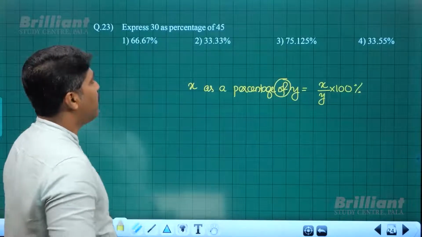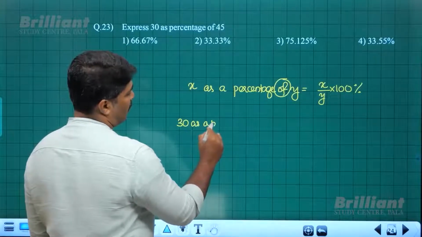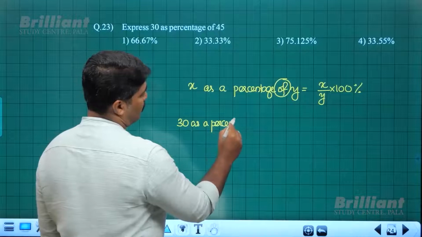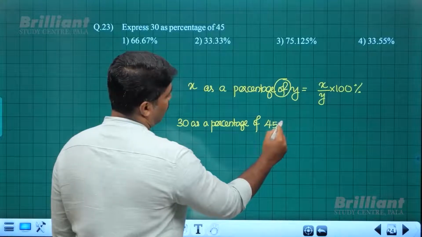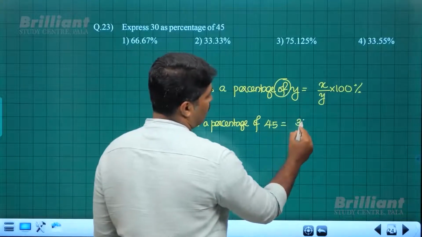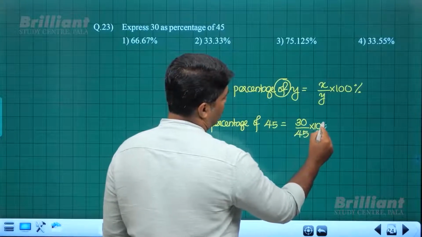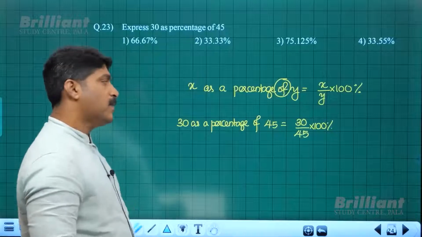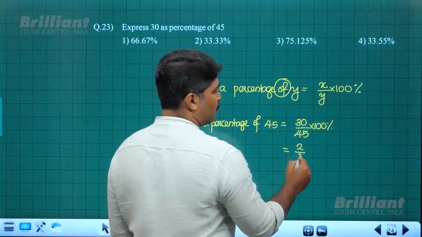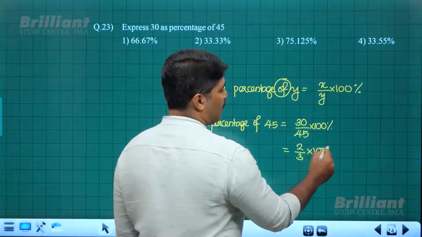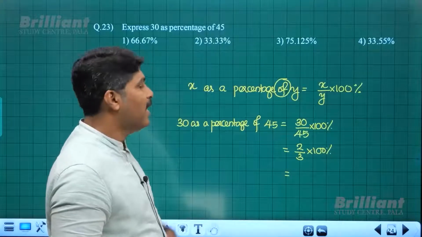So here 30 as a percentage of 45. So how we can write it? 30 by 45 into 100. Got it? So this is equal to 30 and 45 both are multiples of 15. So this is 2 by 3 into 100. So while simplifying this one, this is 200 by 3, right? 200 by 3.